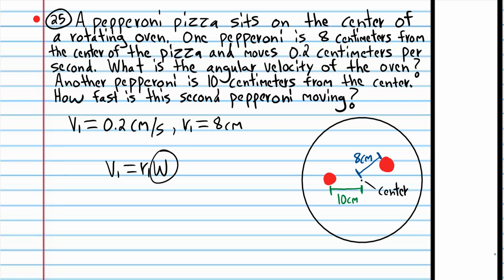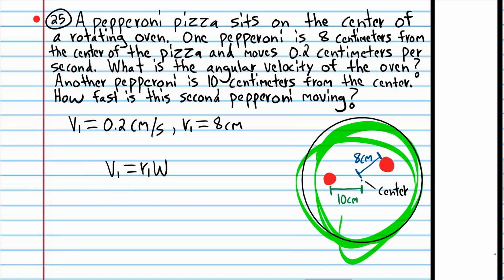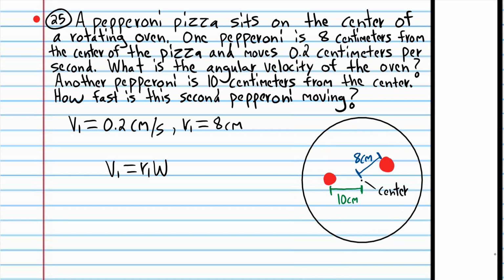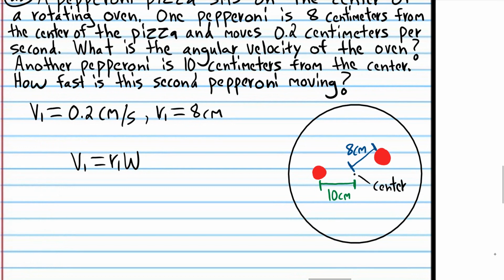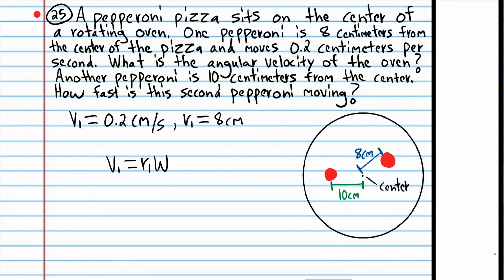Now, the angular velocity is the same for every pepperoni and every part of the pizza, because everything is connected. But the linear velocity is different depending on what part of the pizza you're talking about. If you're on the outer parts of the pizza, you're moving a lot faster, because the pizza is at the center of the oven. So the inner parts don't move very fast at all, but the outer parts move relatively more quickly. The linear velocity, we're told, is 0.2. The radius is 8 centimeters, and we're looking for omega.